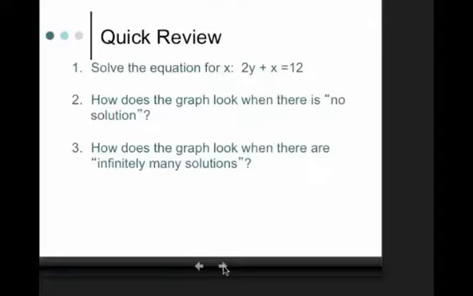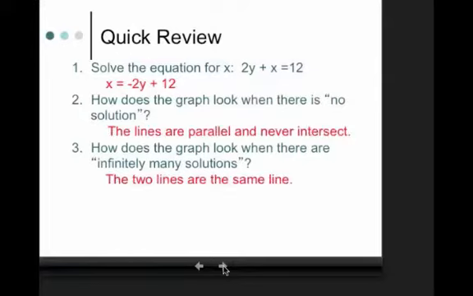All right, so for the first one, to solve for x, what you need to do is subtract 2y from both sides, and you're going to end up getting x equals negative 2y plus 12. Now, if you have 12 minus 2y equals x or some variation of that, good job. No solution means that the lines never intersect, or they're parallel. Infinitely many solutions means they are the exact same line. All right, so no solution, parallel lines; infinitely many, two lines are the same exact one.